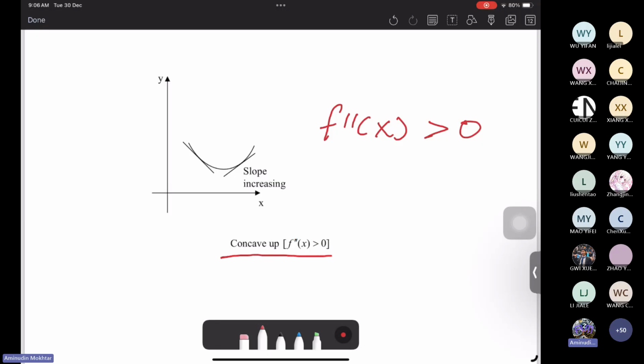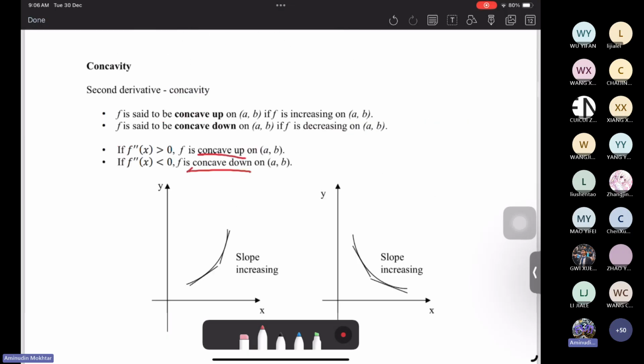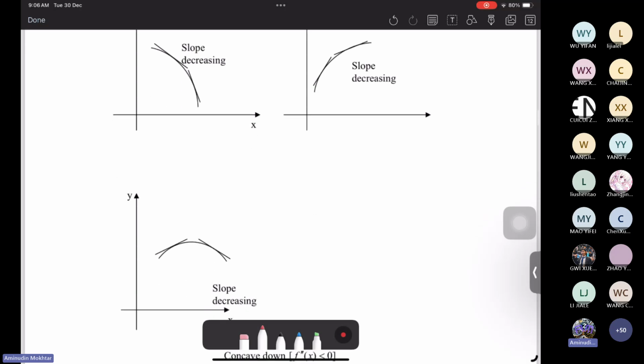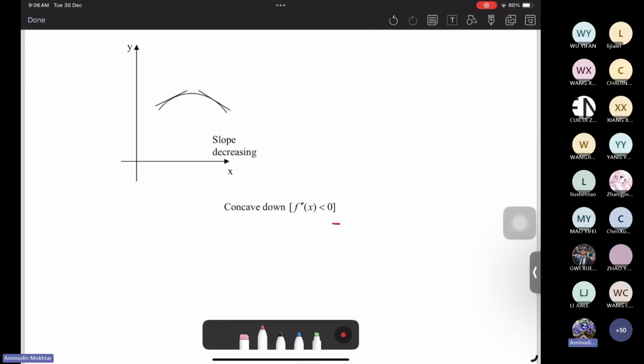The shape of the graph is like a U shape when the second derivative is positive. But when the second derivative, f double prime x, is negative, we can conclude that at that point the graph is concave down. So that is the use of the second derivative in order to determine whether the graph is concave up or concave down.